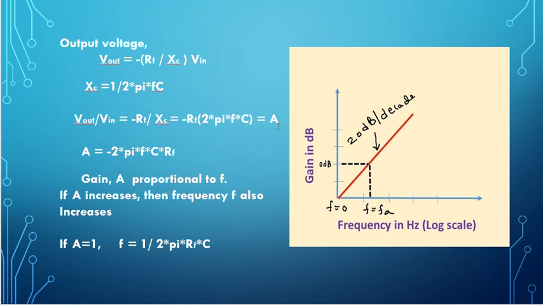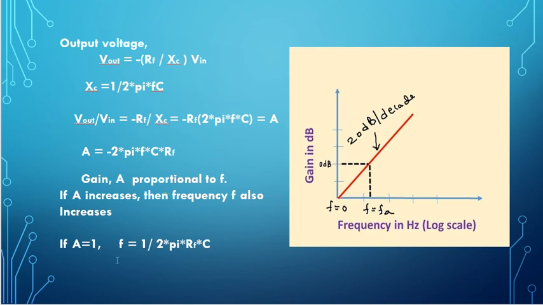So A is the gain. A is equal to minus 2 pi FC into RF. Here C is constant, RF is constant, pi is constant, 2 is constant. So A is directly proportional to F, where A is the gain and F is the frequency. So gain is proportional to frequency. If gain A increases, then frequency F also increases.